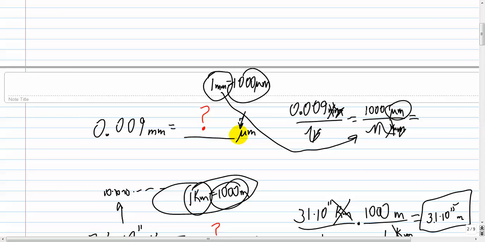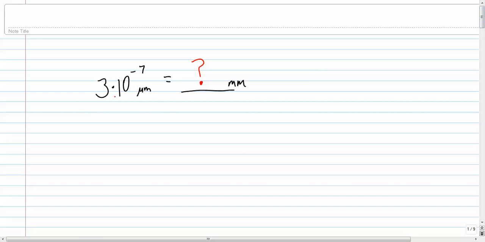So 0.009 times 1,000, you could use a calculator, but all you do is slide the decimal 3 places to the right, and we wind up with 9 micrometers. Okay, 1 problem to go. Okay, same sort of problem, it's just this time I stuck on a negative exponent, just in case anybody was not knowing how to do that or haven't seen that before. So I'm going to write down what I was given, 3 times 10 to the negative 7th micrometers, put it over 1. I'm going to get rid of micrometers and go to millimeters.